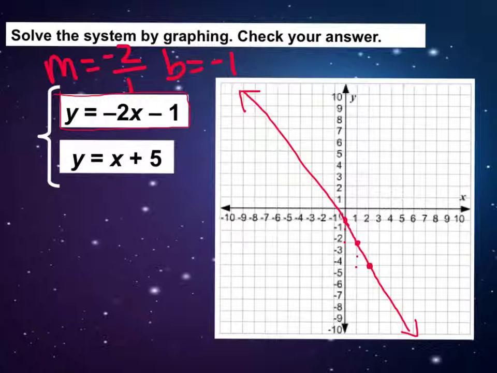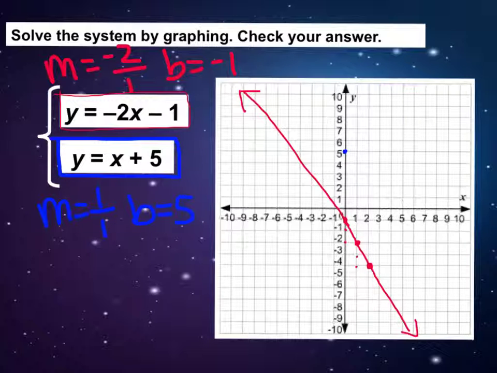And now I'm going to graph the second line with blue. So I'll box that one in blue. My slope is 1/1, and my y-intercept is 5. So the first point that I'm going to plot is 5 on the y-axis.